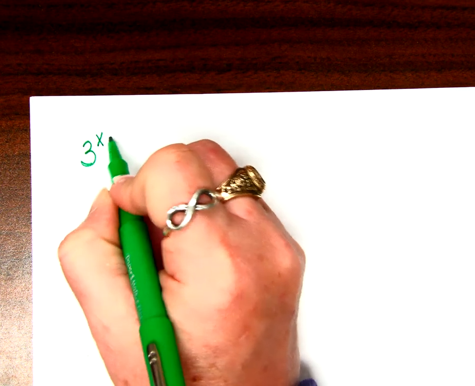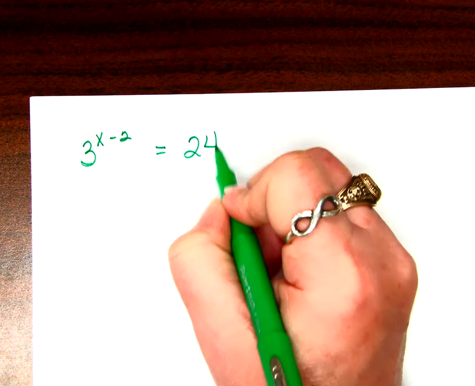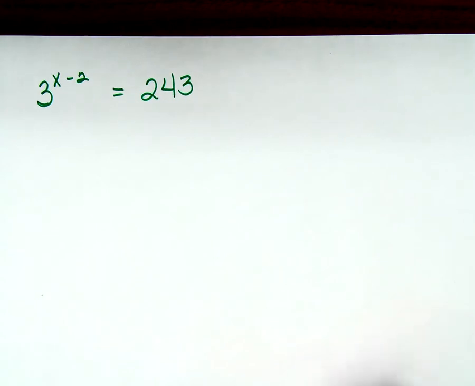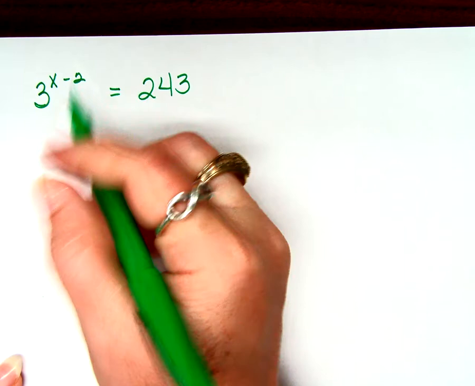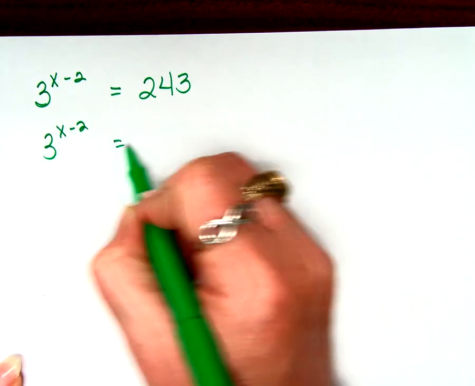3 to the x minus 2 power equals 243. Can I write one of these as the base of the other? Just as before, I could rewrite both, but which one are we going to choose so we don't deal with fractions as our exponents? What's going to be our base? The 3. Okay, so 3 to the x minus 2 equals 3 to what power?